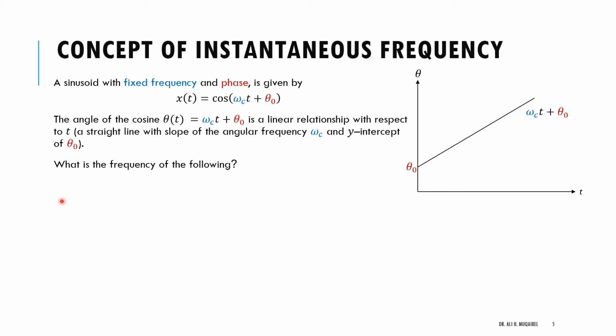But what if the frequency is not fixed? What is the frequency of the following expression? For the first term, for x1, it's relatively easy because it matches the fixed frequency format, so the frequency is 2 radians per second. And in the case of x2, we have 2t squared plus 5t plus 3.